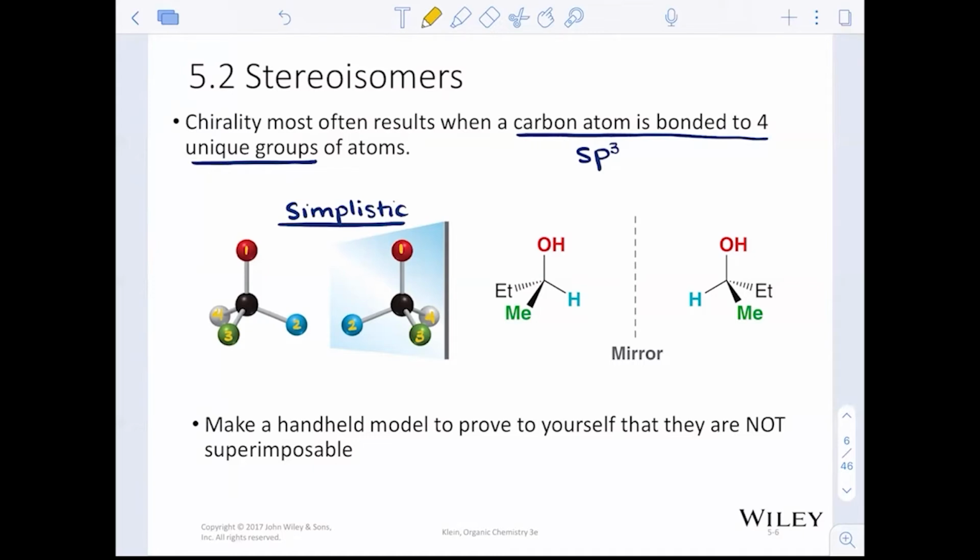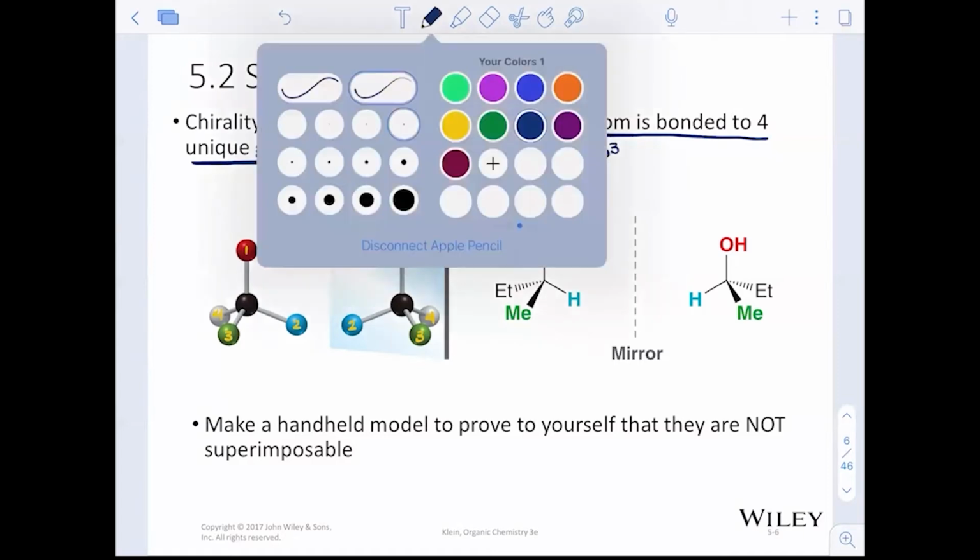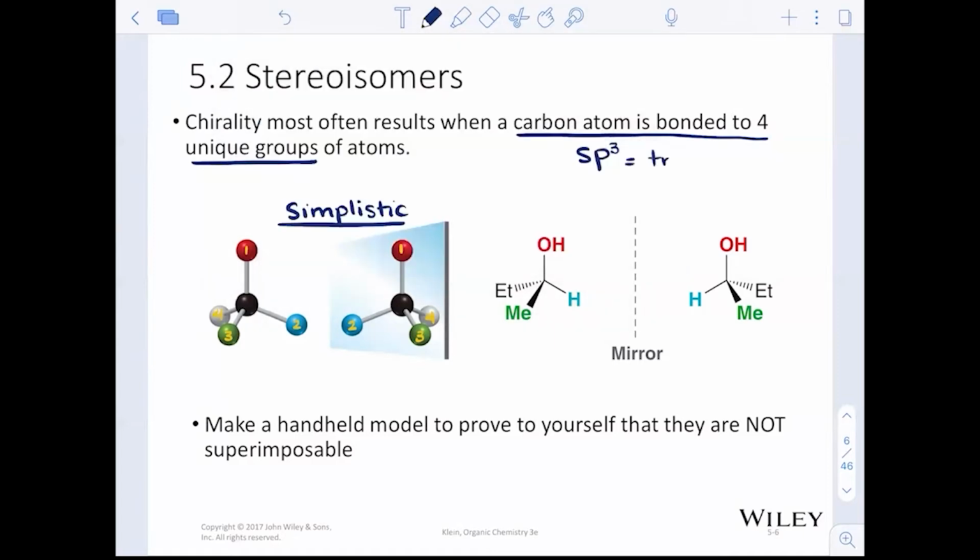But what's really tricky about this chapter is being able to visualize the mirror images of the molecules and being able to manipulate them in a 3D space, because we are dealing with chirality specifically with sp3 hybridized centers. That is the tetrahedral.